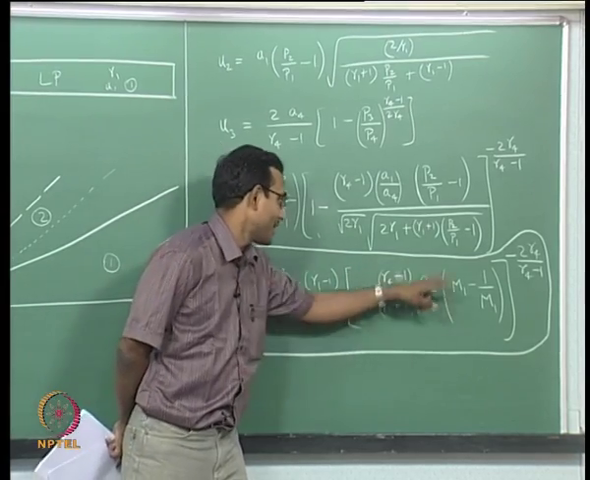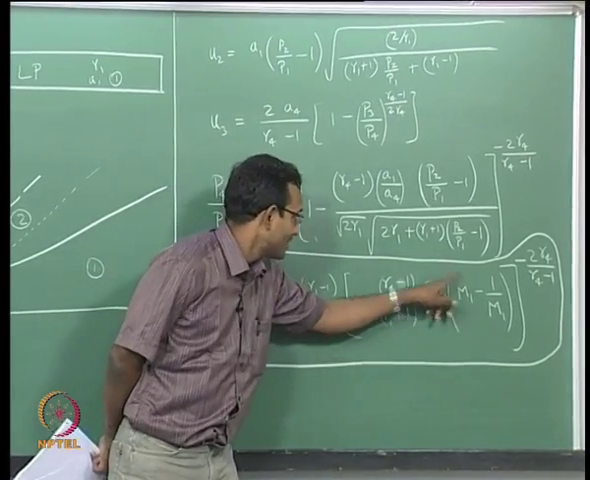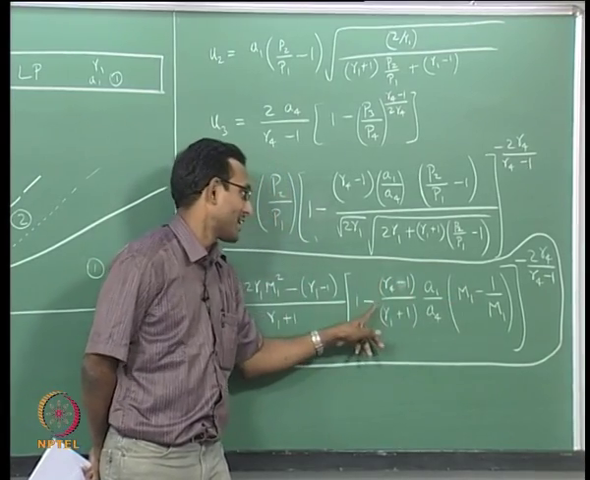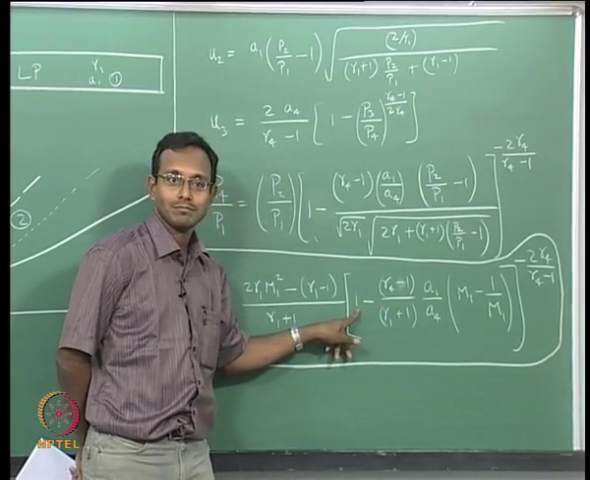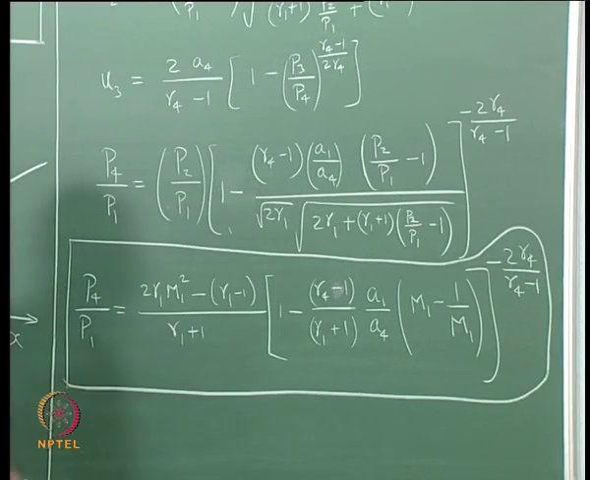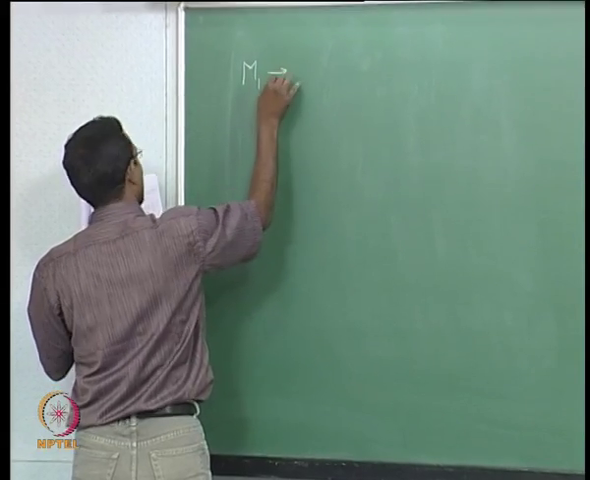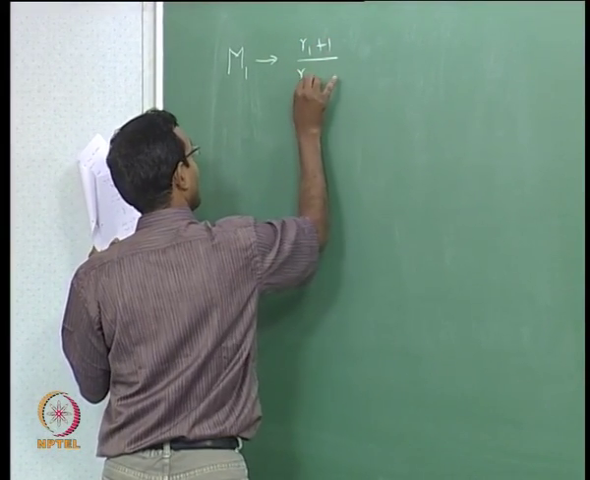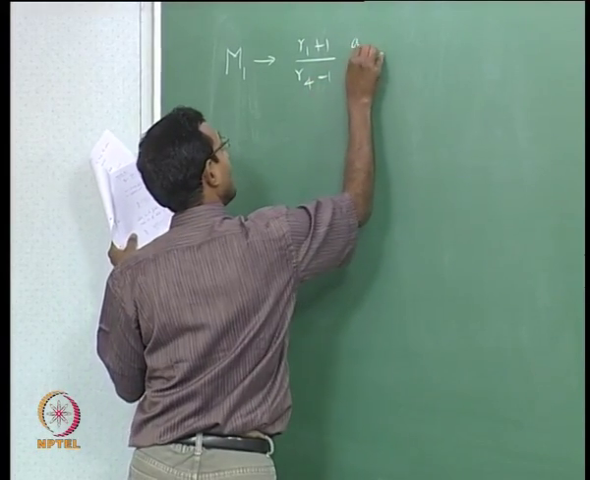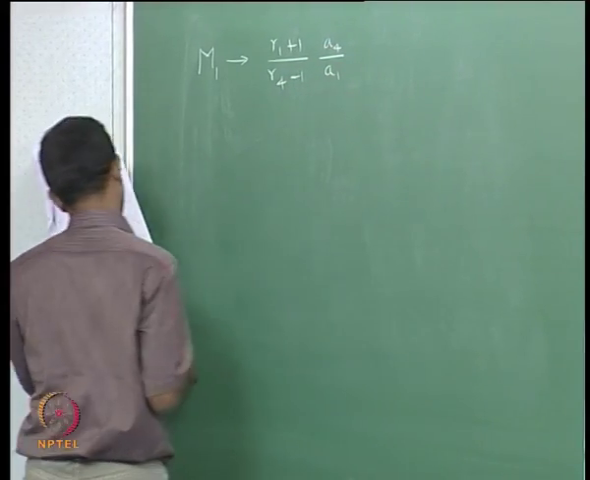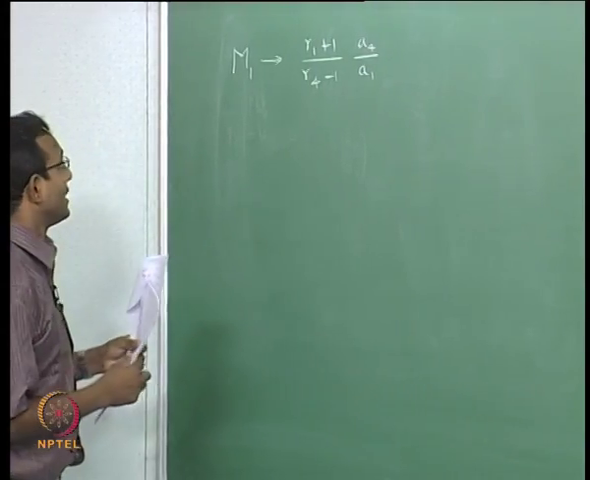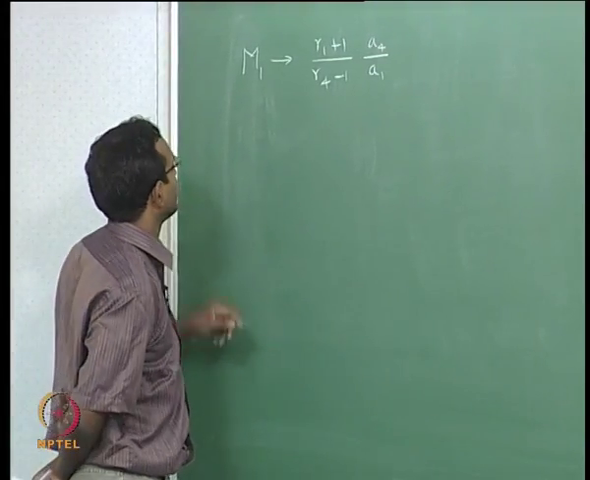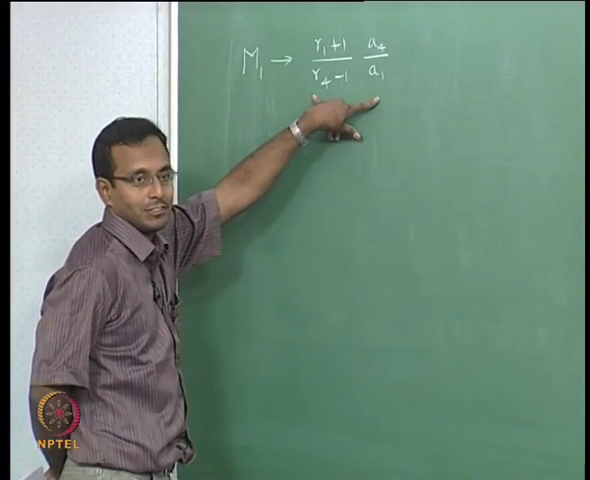I want to make the square bracket tend to 0, which means this ratio, this expression, the second term must be almost equal to 1. That is what you have to think about, we will make it equal to 1. If I think about it that way, I have to say that my M1 must tend to gamma 1 plus 1 by gamma 4 minus 1 times A4 by A1. This is what I will have if I want to maximize my Mach number, then the maximum Mach number I can get will be just this.